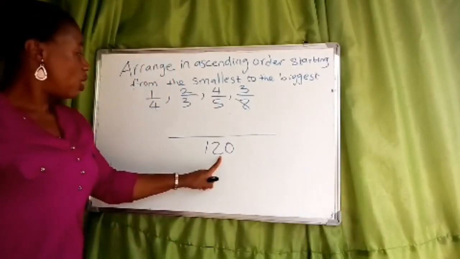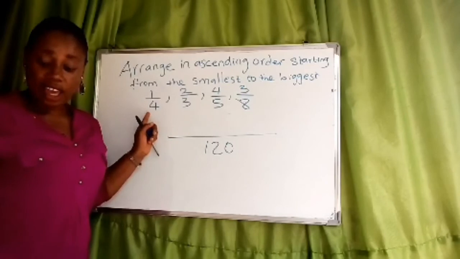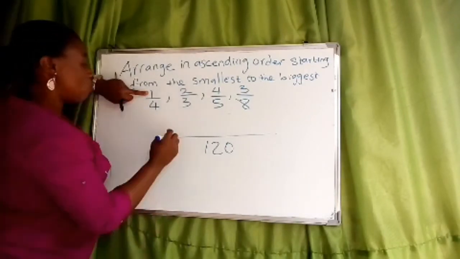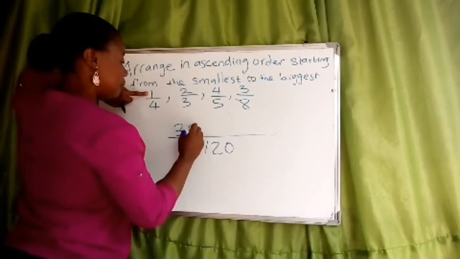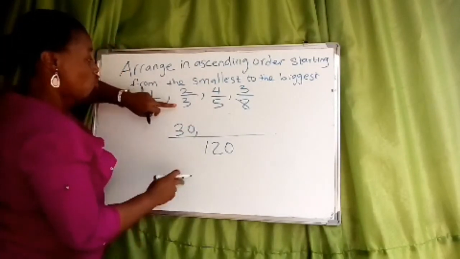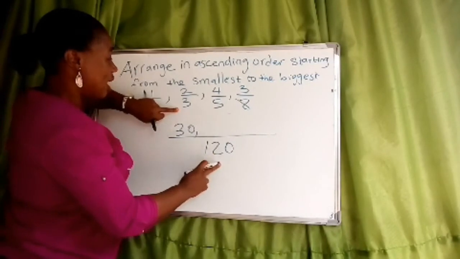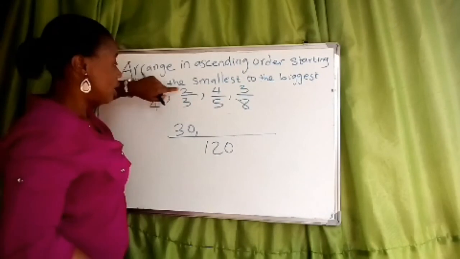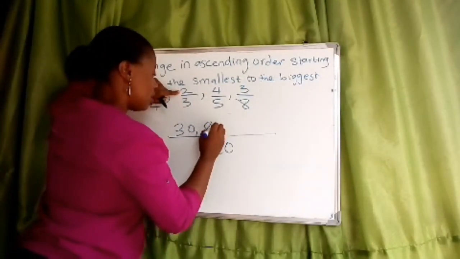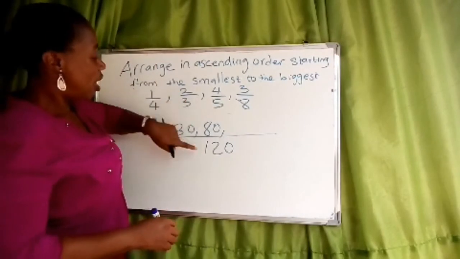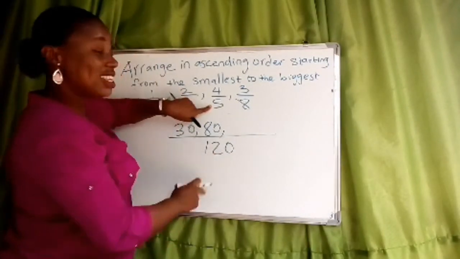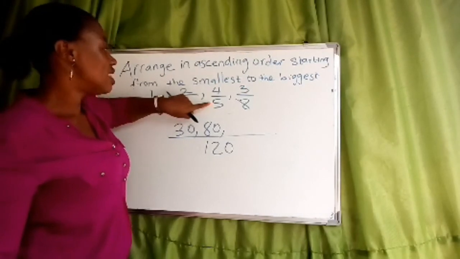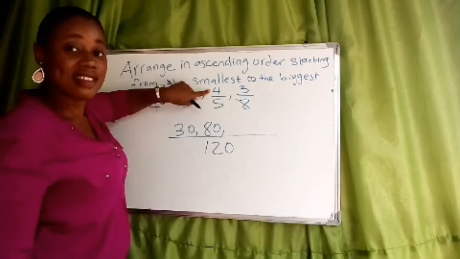So 120 divided by 4 is 30. 30 times 1 is 30. That is for the first fraction. So 120 divided by 3, that is 40. 40 times 2 is 80. We come to the third fraction. 120 divided by 5, that is 24. 24 times 4, that is 96.